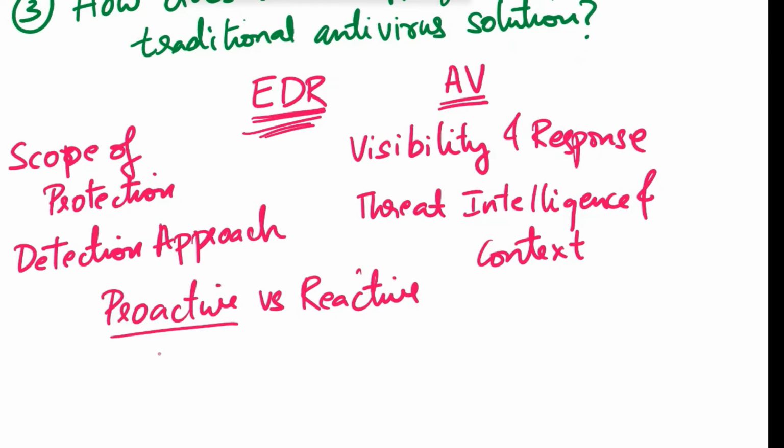Another difference is related to proactive and reactive. EDR solutions support proactive threat hunting, allowing analysts to actively search for potential threats and vulnerabilities across endpoints. They help reduce dwell time and identify threats before they escalate. Traditional antivirus solutions are more reactive, focusing on detecting and blocking threats based on known signatures or patterns.